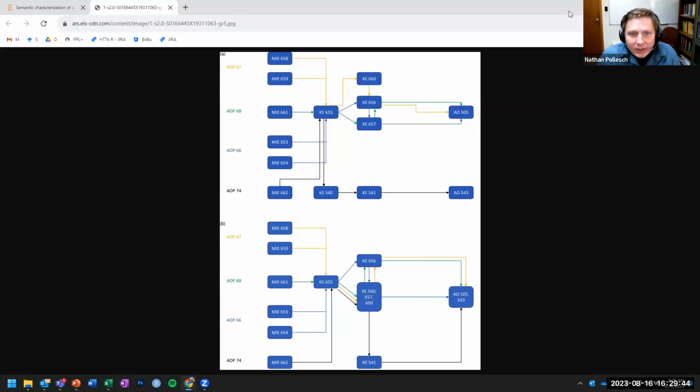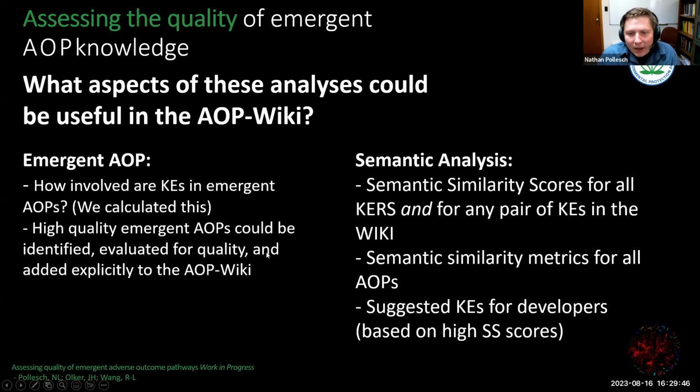Another thing is that using this, you could get suggested KEs based on semantic similarity score. So if you're an AOP developer and you're looking for what might be the next key event, it would be based on the information that's in there, but it could potentially say, would you consider this as your next key event in the AOP, and so forth.